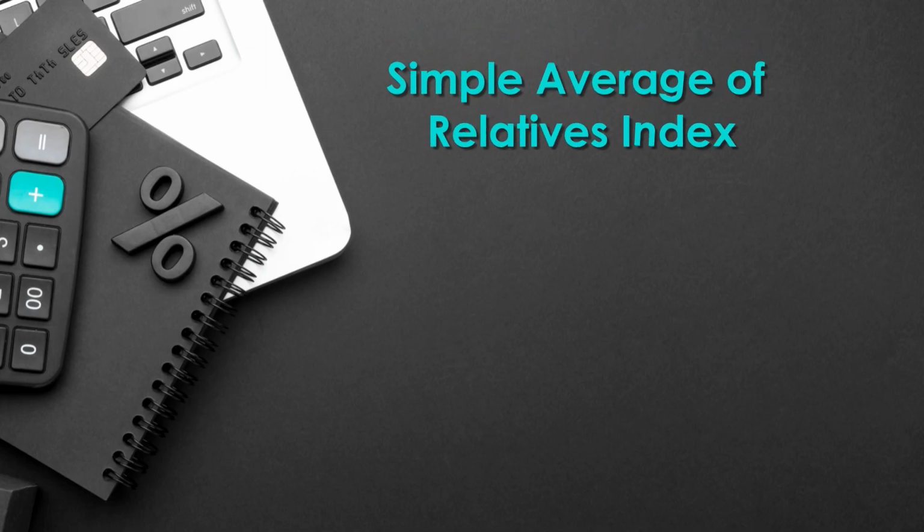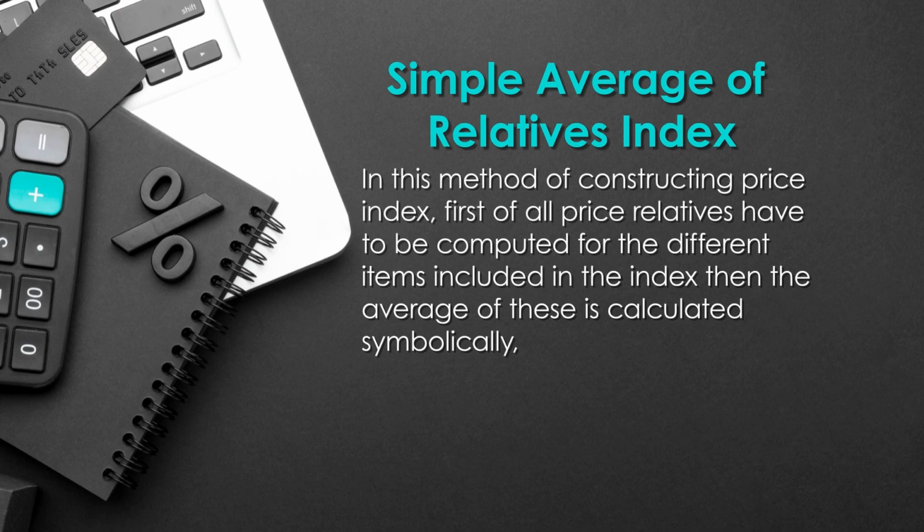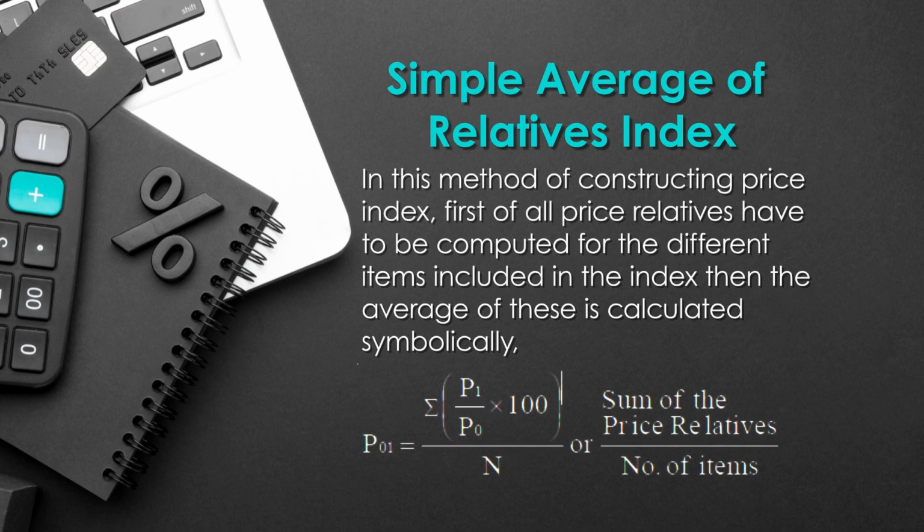In this method of constructing a price index, first of all, price relatives have to be computed for the different items included in the index. Then the average of these is calculated. Symbolically, P01 is equal to the sum of P1 upon P0 multiplied by 100, divided by N, or we can say the sum of the price relatives divided by the number of items. N is the number of items, and P1 upon P0 multiplied by 100 is the price relative.